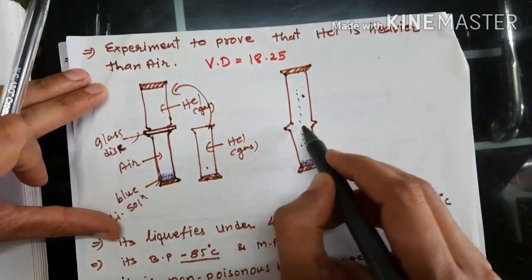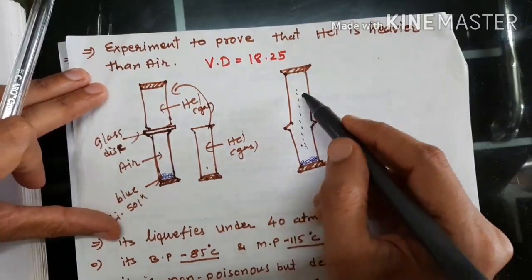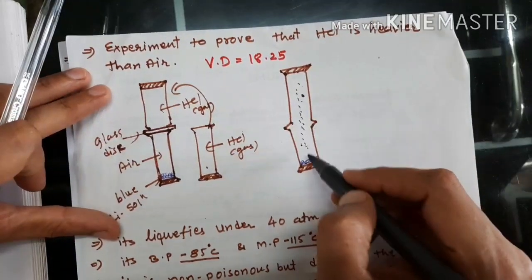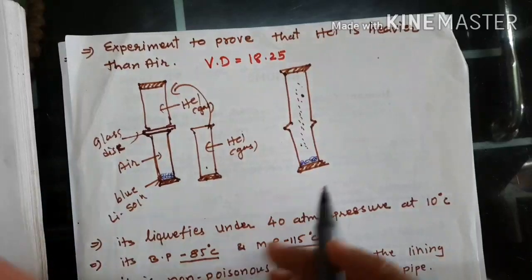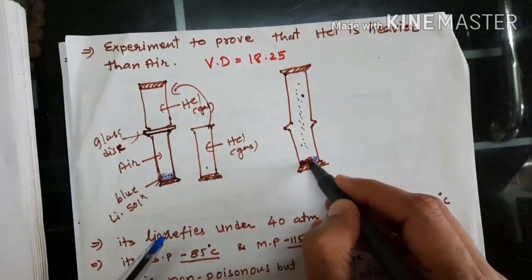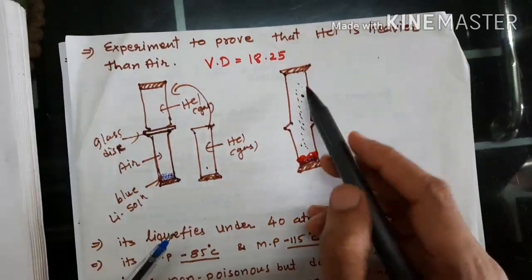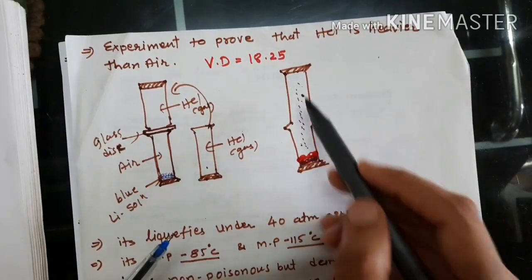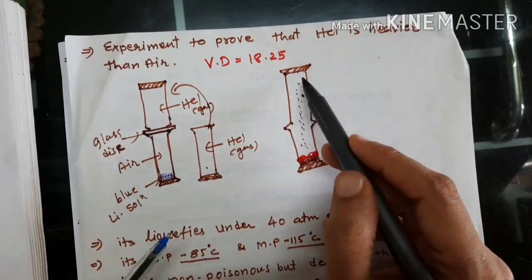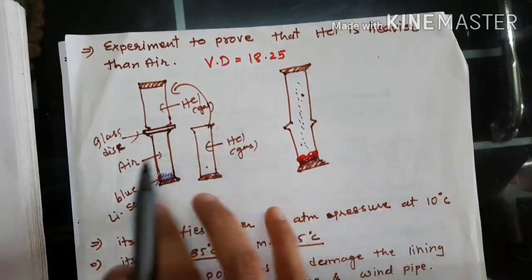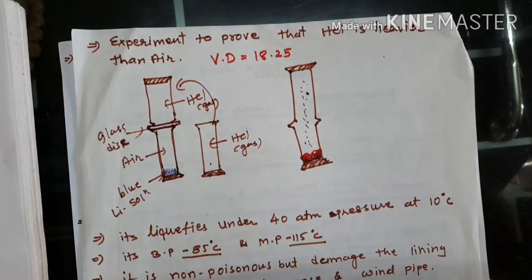We take out the disc from the center. Immediately HCl gas comes down because it is heavier. When it comes down, you will observe that the blue solution becomes red in color. This is proof that HCl gas is heavier, that's why it comes from here to here, and the air goes up. So it means that HCl gas is heavier than air. By this experiment, I hope you understand that HCl gas is heavier than air.